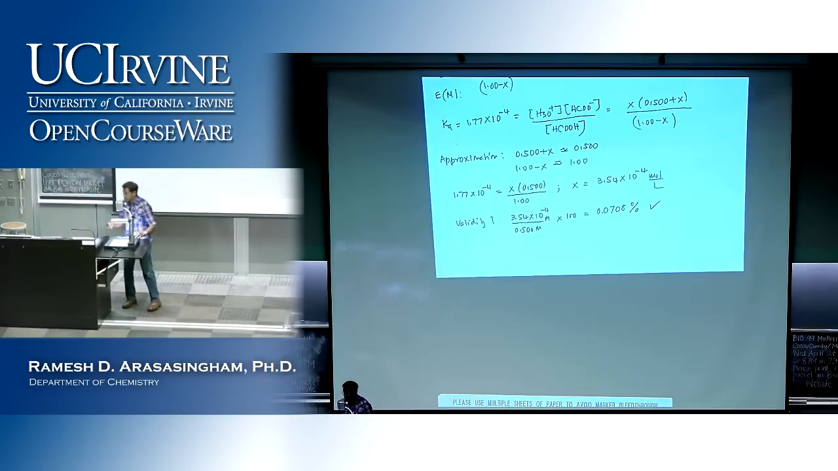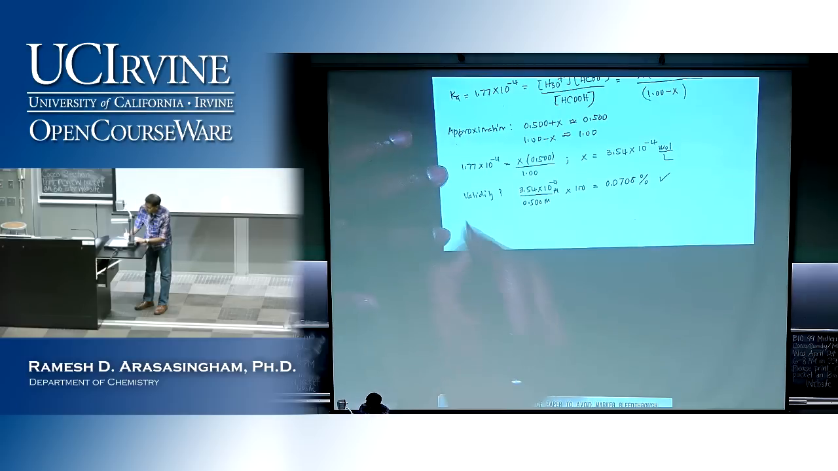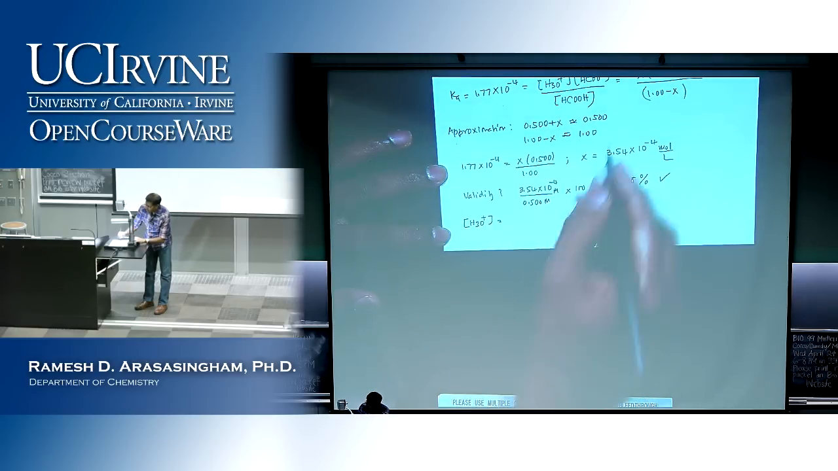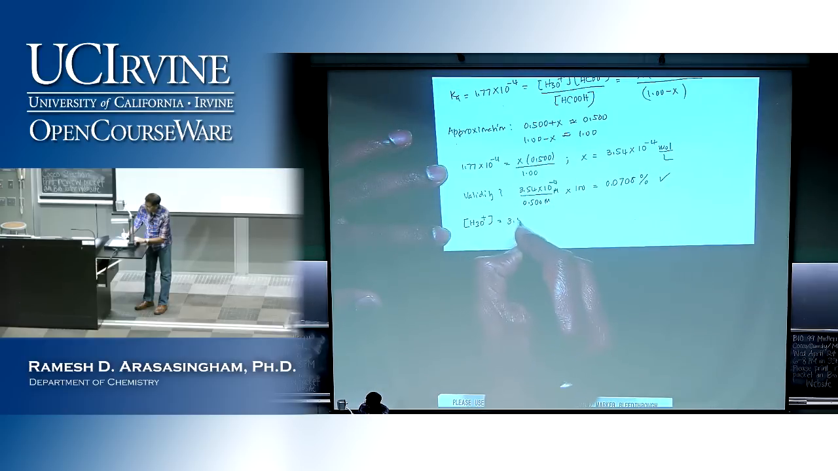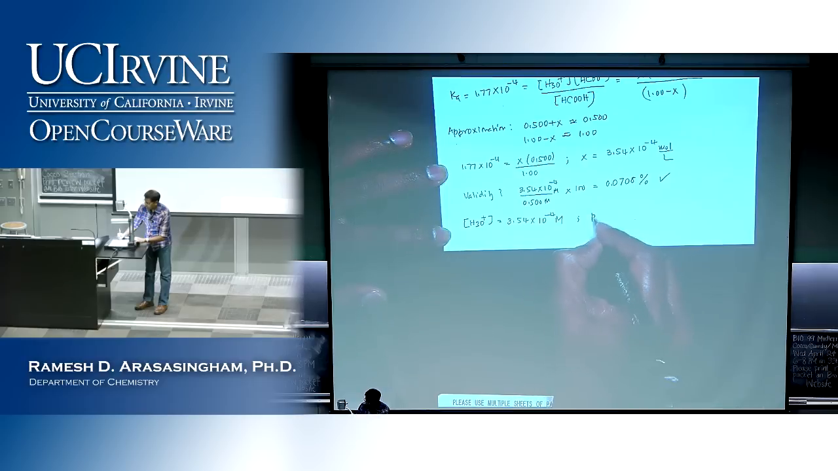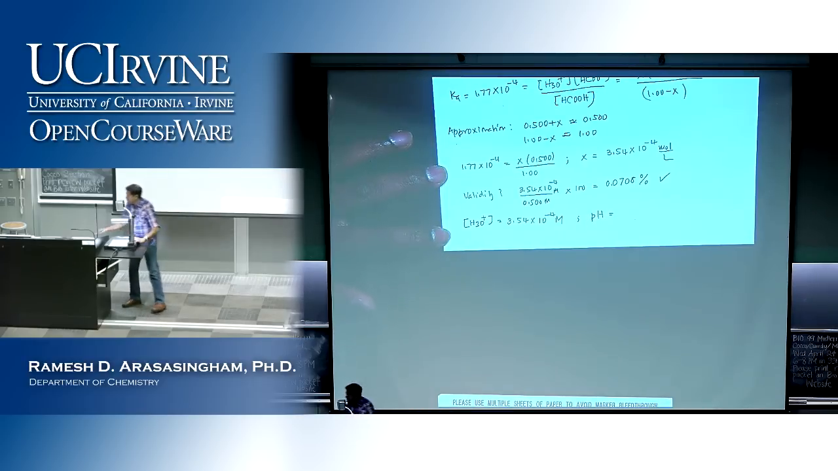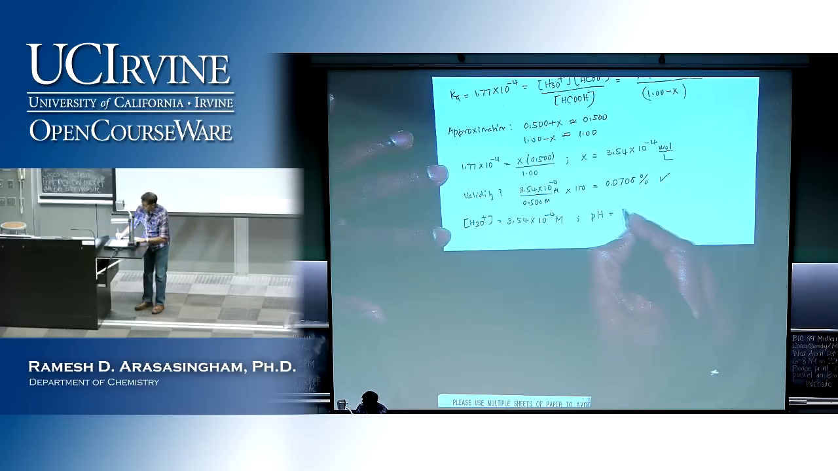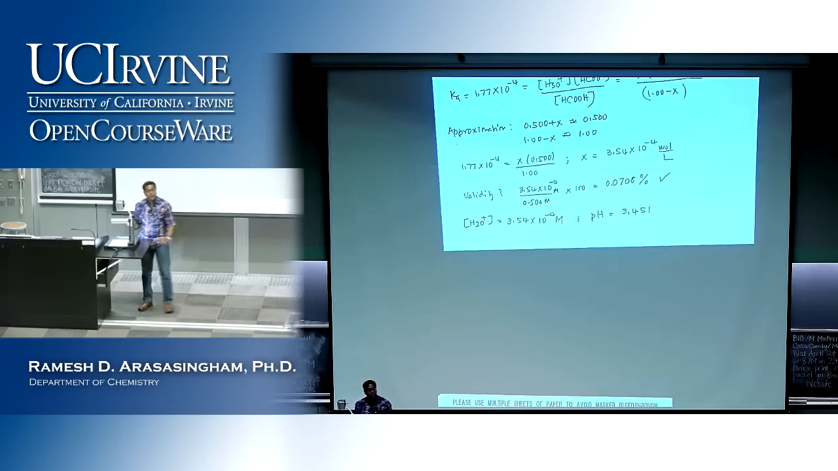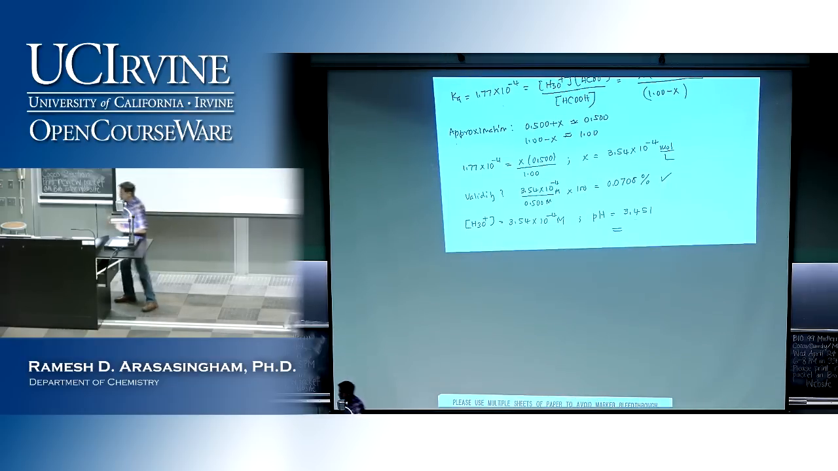So if I know that the approximation is valid, now I know that my hydronium ion concentration is 3.54 times 10 to the negative 4 molar. And if that is the case, I can convert that to pH, and pH comes out to be 3.451. I start with a 3 significant figure number, so I'm going to end up with 3 decimals, and that would be the pH of this buffer.